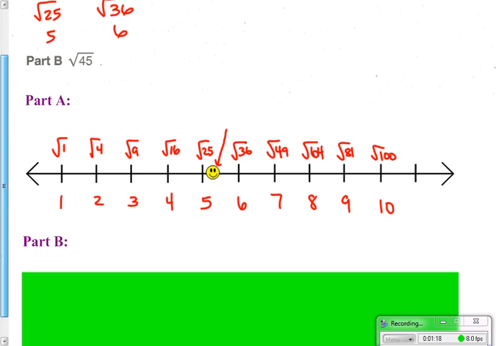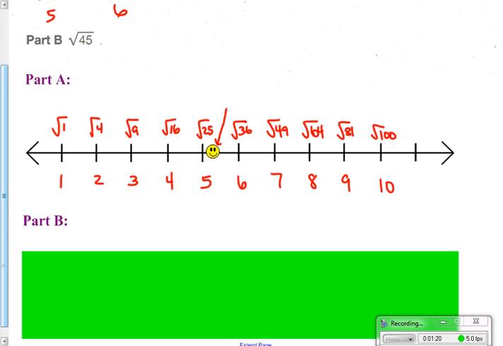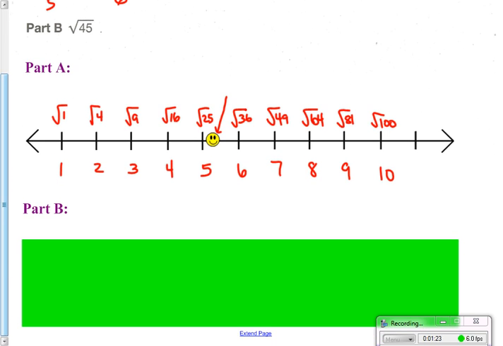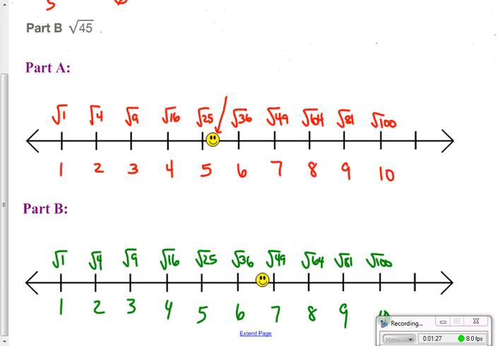In part B, you use the same approach, square root 45. The square root of 45 would be between the square root of 36 and 49. So again, it would be between 6 and 7 here. The square root of 45 would be closer to the square root of 49 than it would be 36, and that is why that plot is closer to the square root of 49.